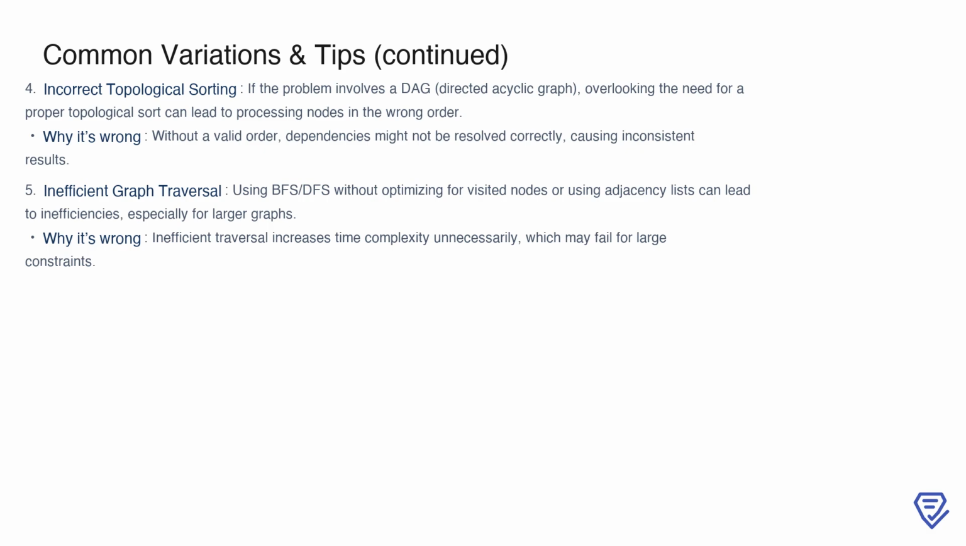Likewise, inefficient graph traversal is another pitfall. Using unoptimized DFS or BFS, such as failing to track visited nodes or using a less efficient representation like adjacency matrices, can significantly increase time complexity. This becomes especially problematic when the graph is large, as poorly optimized traversal methods can lead to performance issues that fail scalability constraints. It's essential to ensure your solution is both logically correct and computationally efficient.